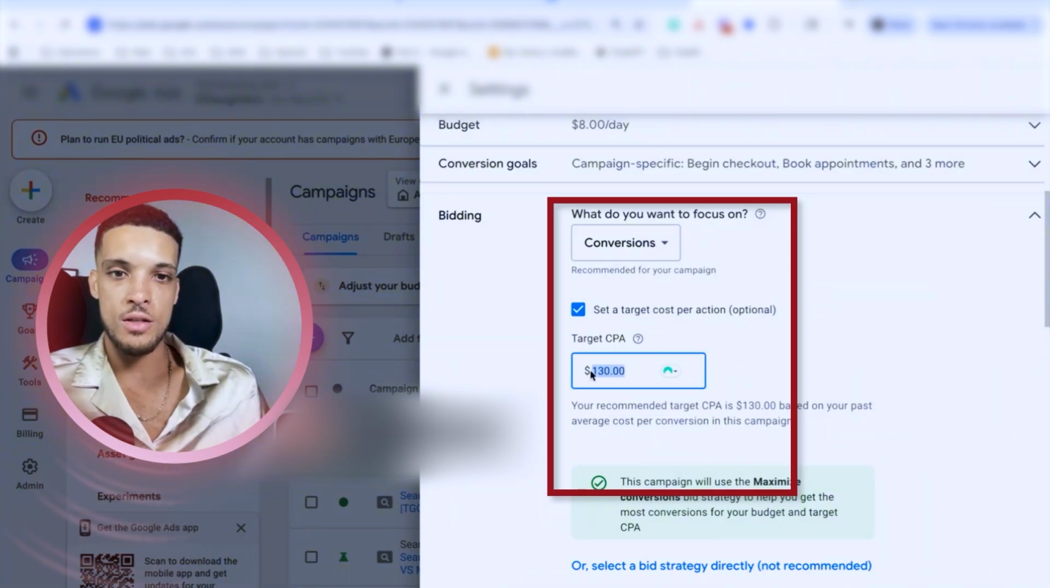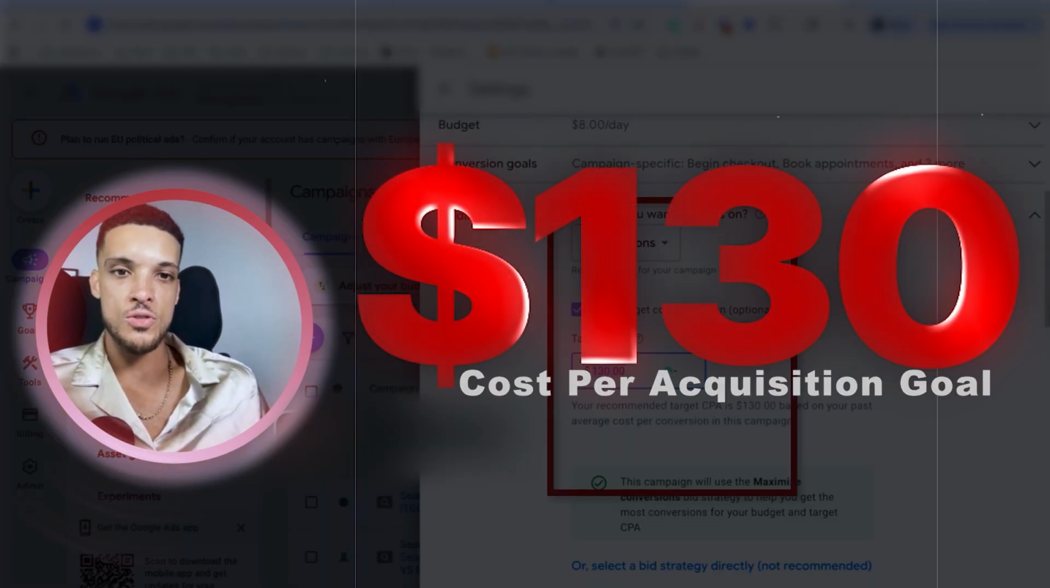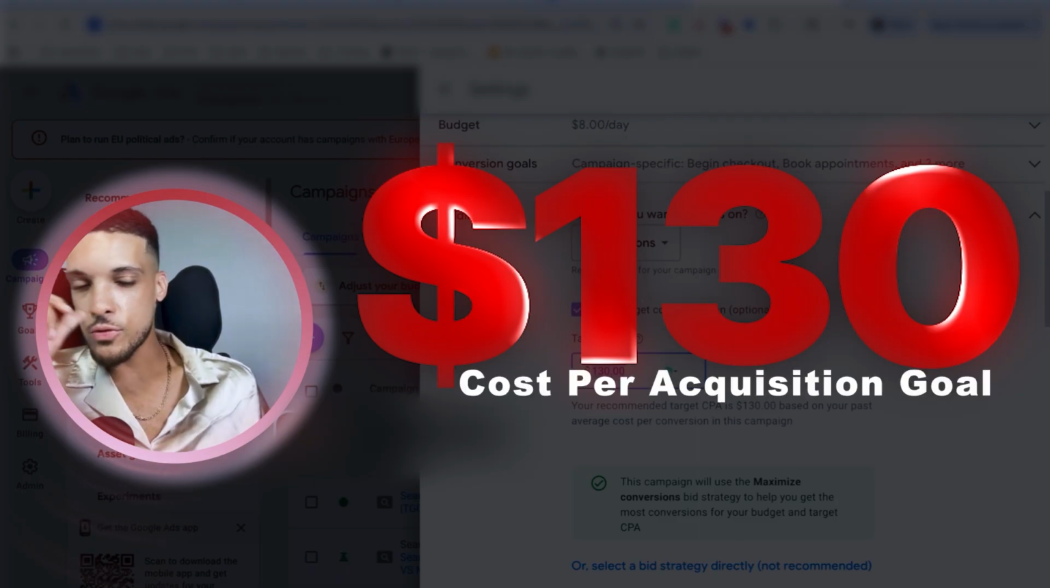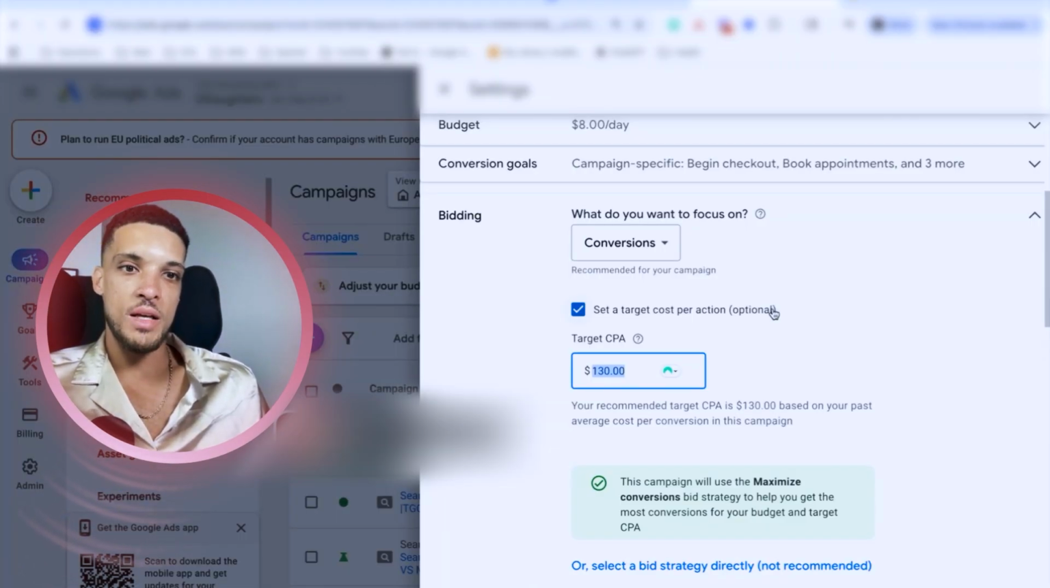You want to be realistic about this. So in this case, it's saying a $130 cost per acquisition goal. So this is a good point to start at. So you can start at that baseline, and then every 2 weeks or so, depending how much conversion volume you get, you can try to make it more efficient or drop it down to see how you can optimize this better.